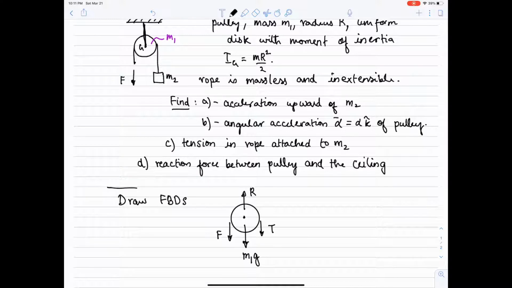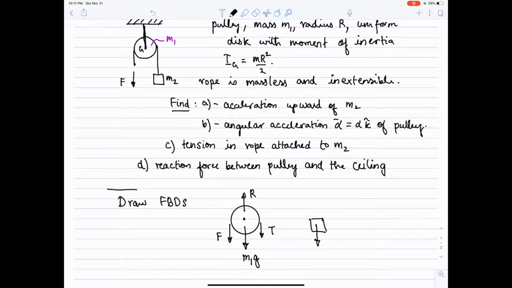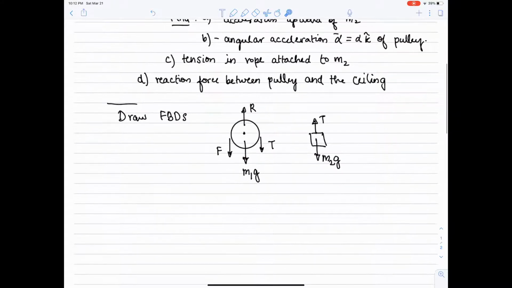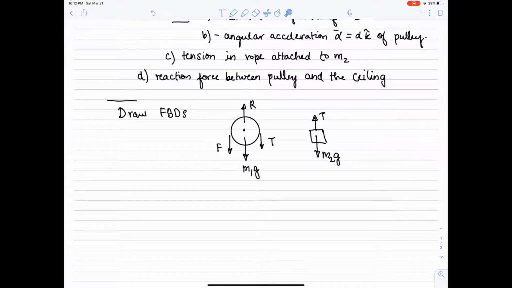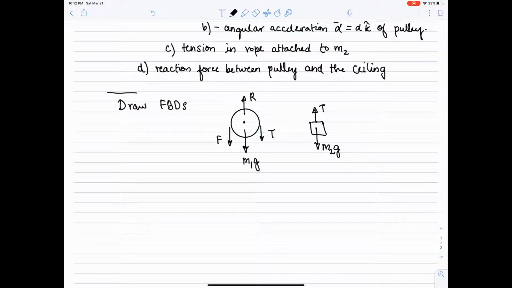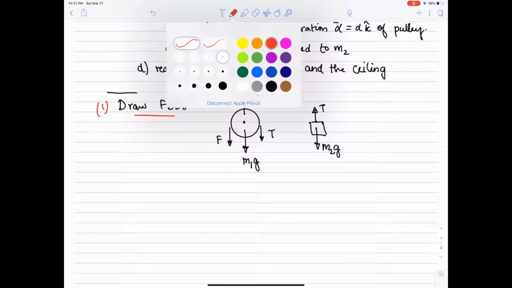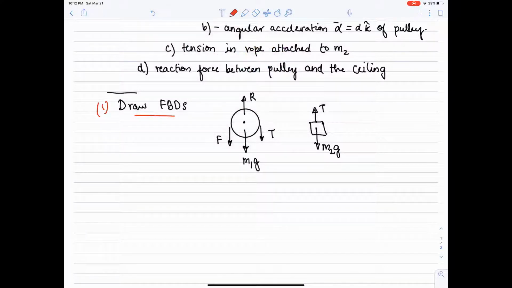Okay, so that's the free body diagram for the pulley, and then the free body diagram for the mass M2 is going to be M2 g like so, and T like so. For some of these problems, there's always a temptation to say T equals M2 g. That is not true. In fact, it is the difference between T and M2 g that is making this mass accelerate up or down. T equals M2 g would be a statics problem. This is a dynamics problem, and it's not in general true that the tension equals the mass times gravity. Okay, so those are the two free body diagrams. So that's step number one. What's step number two? It is essentially using F equals ma and the sum of moments equals I alpha.